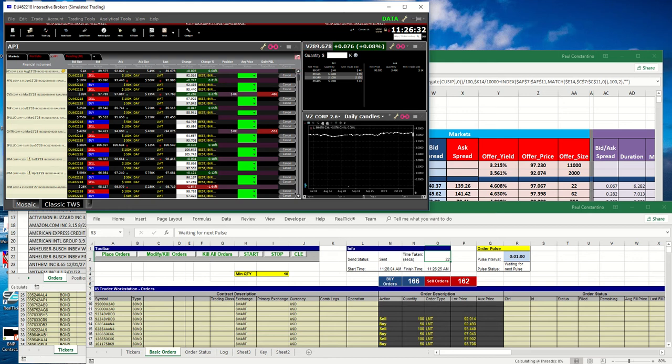The model now waits for the next pulse. The pulse will go out. It will cancel the orders on the screen, and it will send in other orders. It also has the ability to modify those orders too. So in conclusion, this model will give you the ability to fully automate your bond trading, as well as customize it for whichever way you want this to work.